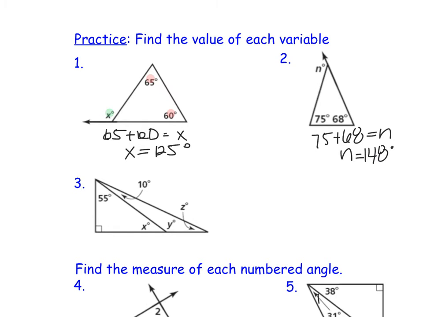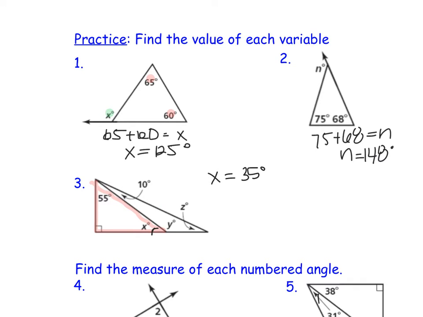Now this next example could be a little bit more tricky. So what we're going to do is recognize the fact that all of the angles in a triangle have to add up to 180 degrees. So if I am looking at just this triangle here, just this right triangle, I know all three angles have to add up to be 180 degrees. So I can do 55 plus 90 plus x to figure out what x would need to be in order for them to all equal 180. When I do that, I'm going to get x is equal to 35.